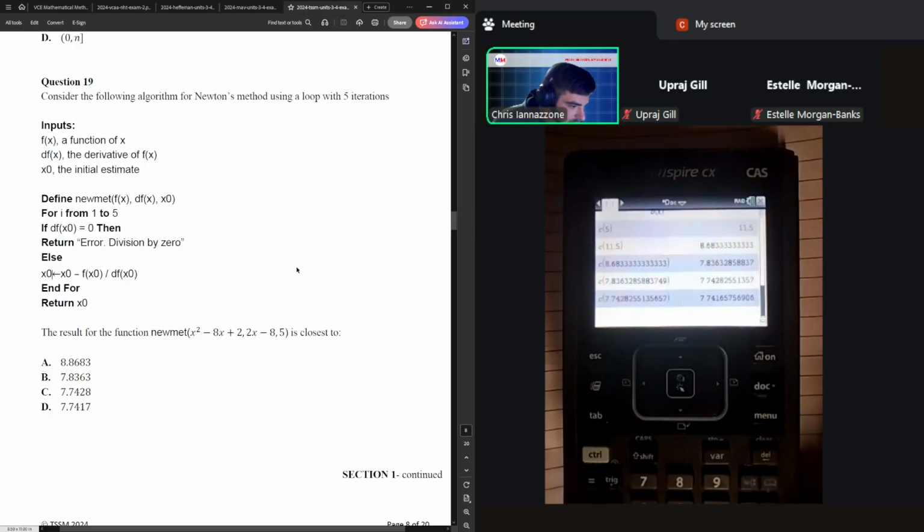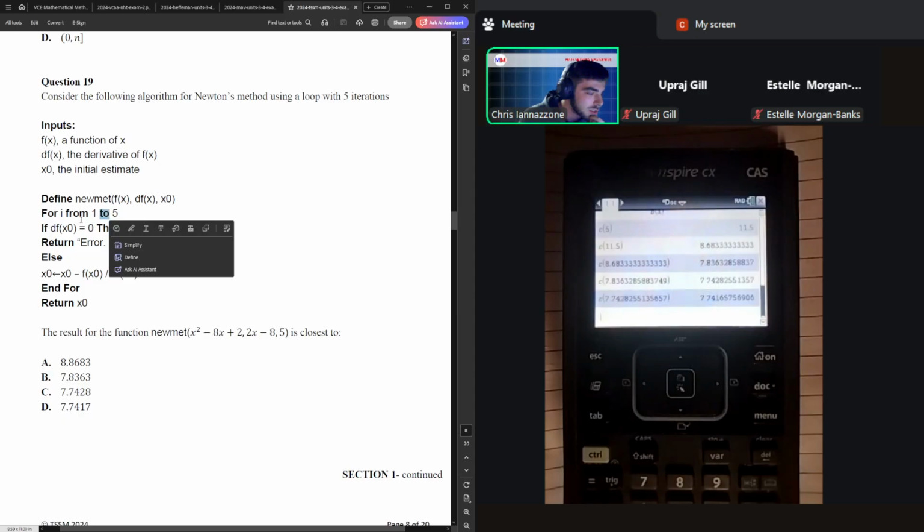So final answer there is looking to be D, if I'm reading that right. 7417. Yeah, that's looking good. So yeah, you hit i equals 5, and then as soon as i equals 5 is reached, you end the for loop and you return. Fair enough? Anything there left to clarify?